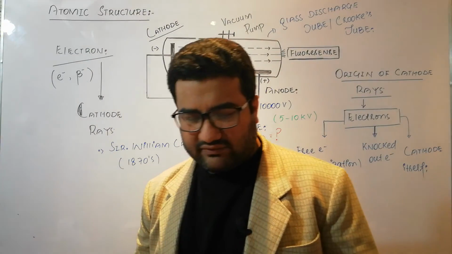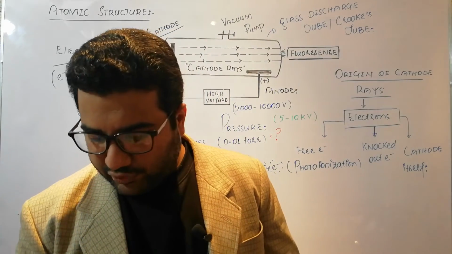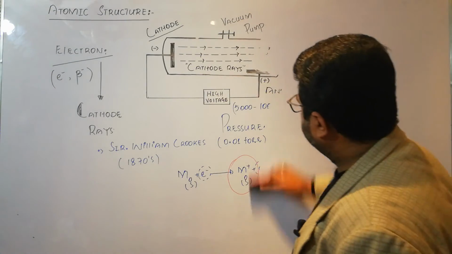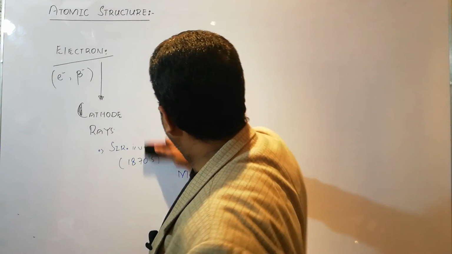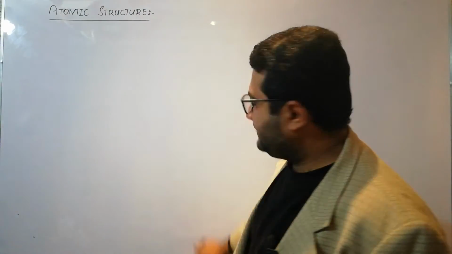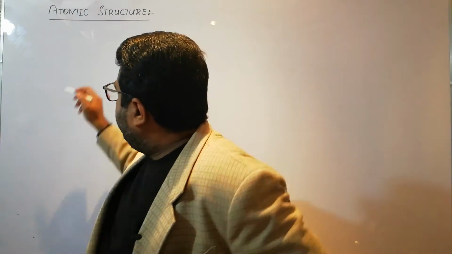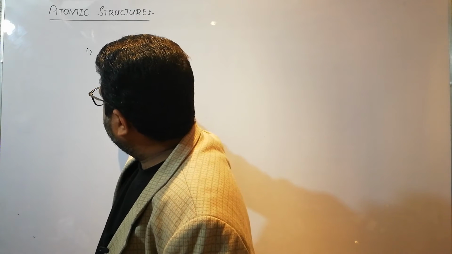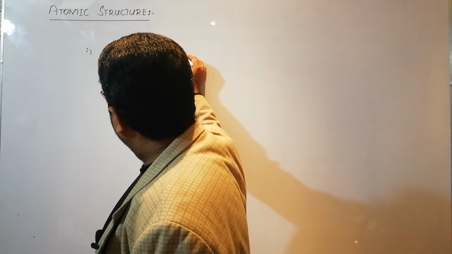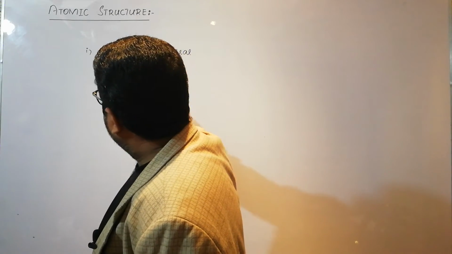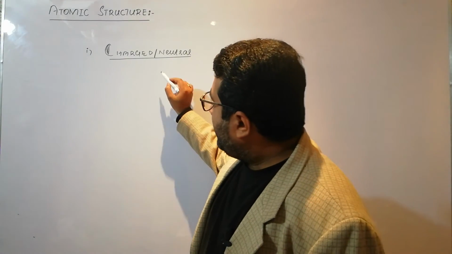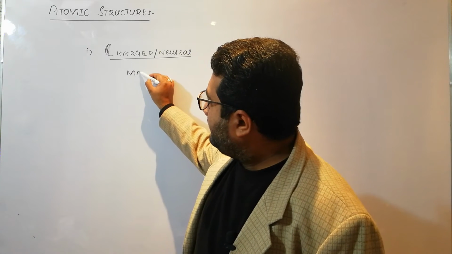Now the cathode rays are discovered. The next step is to study the properties of cathode rays. So let us discuss the properties of cathode rays. The first property: whether cathode rays are charged or neutral. Whenever we want to check whether some particles or radiations are charged or neutral, we pass those radiations through a magnetic field.